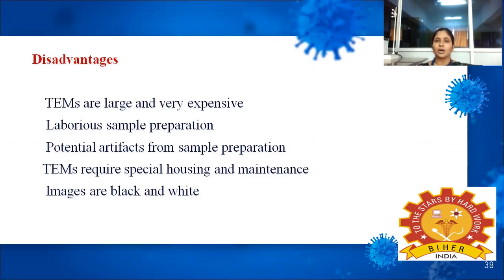TEM requires special housing and maintenance because the entire unit has to be operated in a vacuum chamber. It has a vacuum column, it has to be specialized, and it has to be kept in a separate room, and images appear in black and white. But in light microscopy, we can stain with colorful dyes and observe the colors. We can stain or coat the specimen with colors and observe it, but that is not possible in transmission electron microscopy until labeling is done.